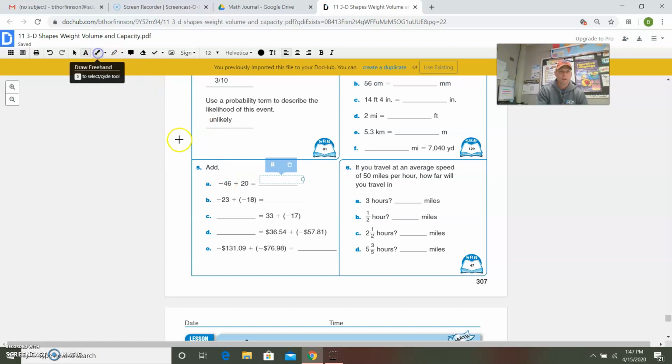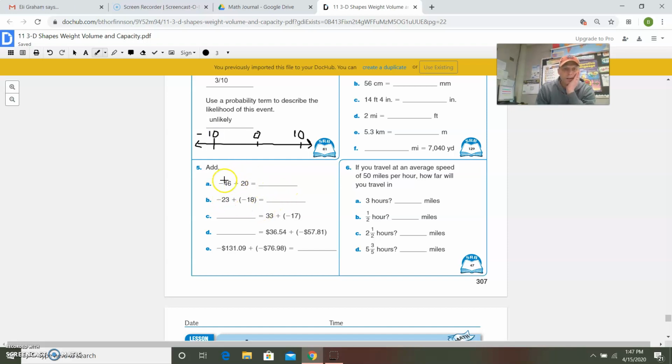So let me just draw out real quick right up here a number line. This is our 0, and let's just put 10 on here, so we can get an idea of where we're at. And then let's make this negative 10. So if we're at negative 46, we would be way down here somewhere. That tells you where you start.